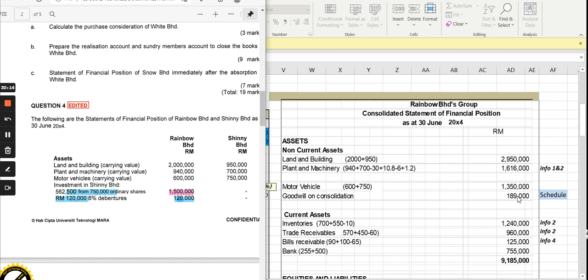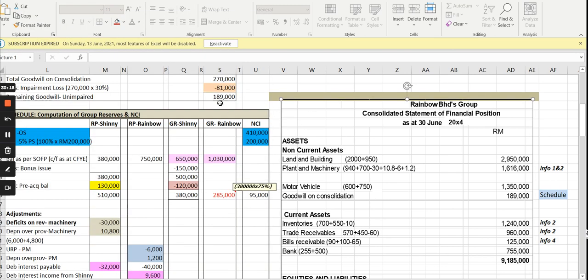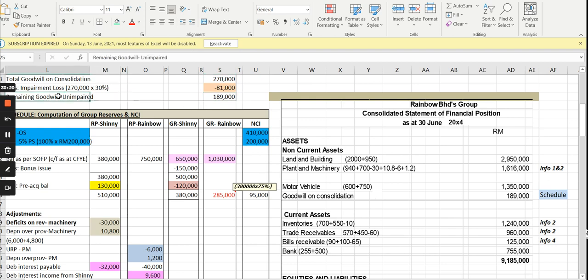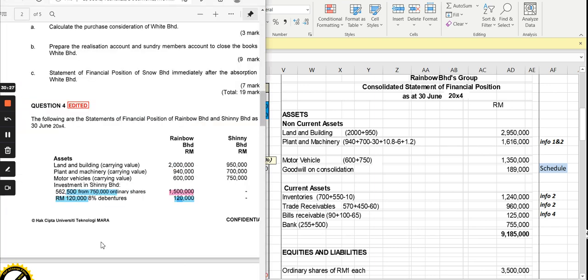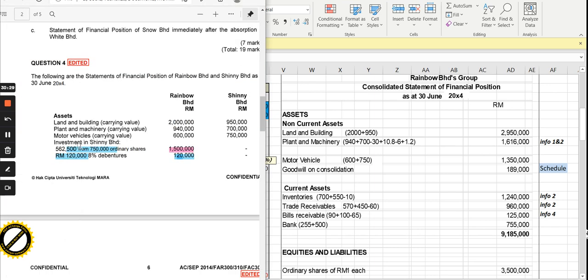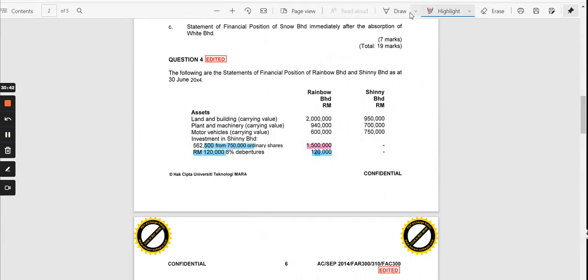Goodwill, you have already mentioned, you have to put the unimpaired goodwill from the working that you have done. Next is the current asset itself. So you have to add up the current asset. You do not need to put investment in shiny because these are eliminated. It's a big no, do not include this. So this one you won't include. So I'm going to put a cross for you so that you won't put that.